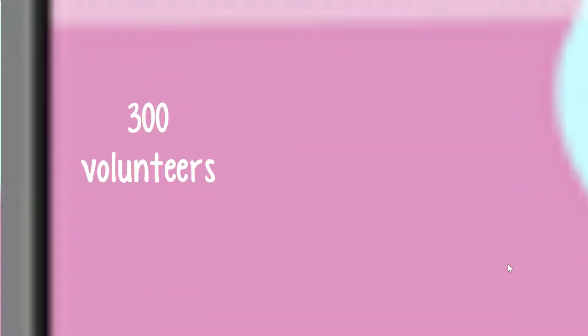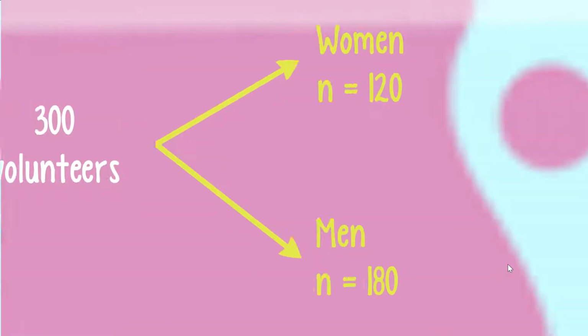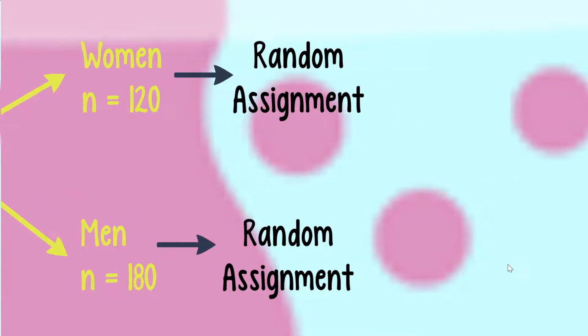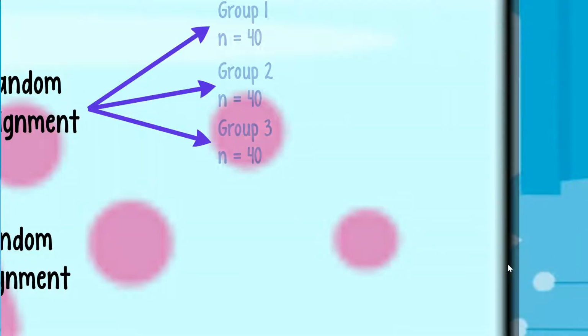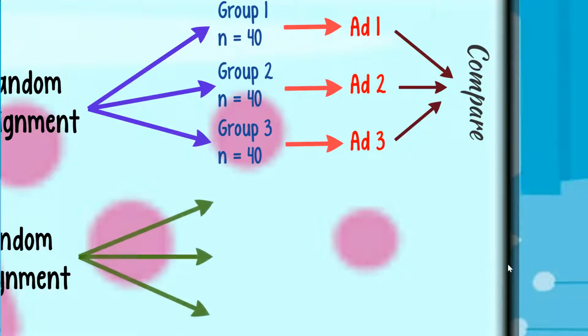All right, again, start off with those 300 volunteers. Block those suckers out. You got the women, sample size of 120, men have that sample size of 180. Scooch it on over. Notice there's the random assignment, which we've already discussed. From there, you have those 3 treatments, group 1, group 2, group 3. Ad 1, ad 2, ad 3. Not too bad. And then again, compare. Be very specific. What am I probably comparing? Maybe how much they liked it, how much they responded to it, all that good stuff.